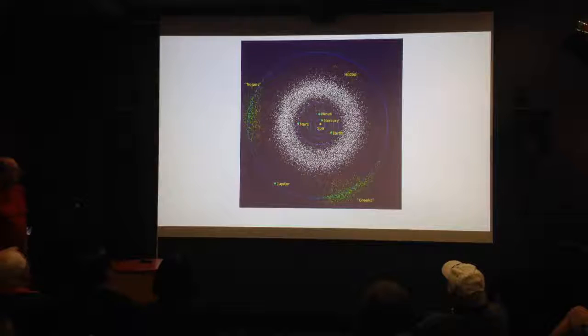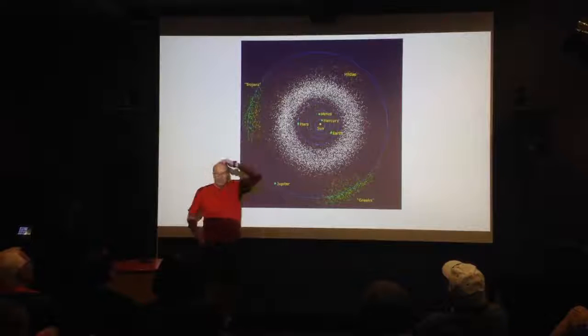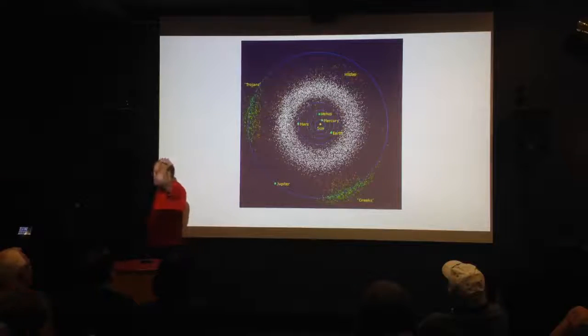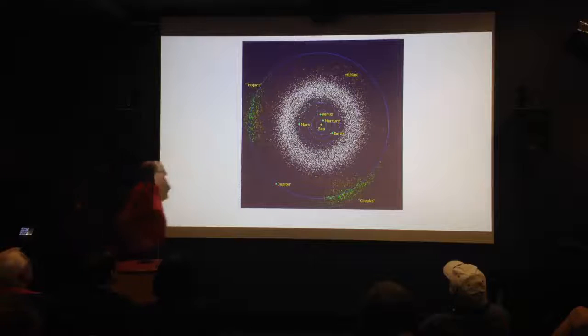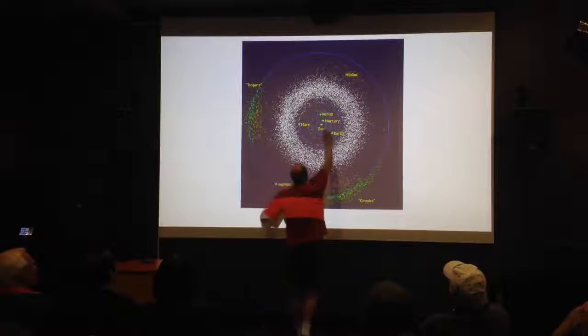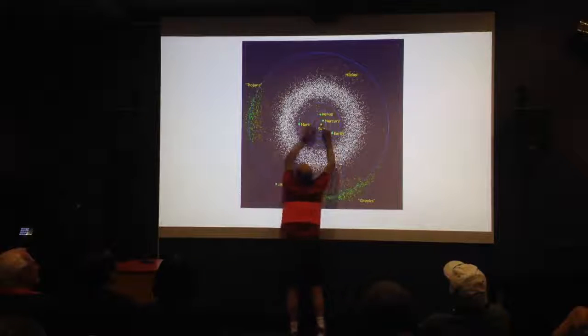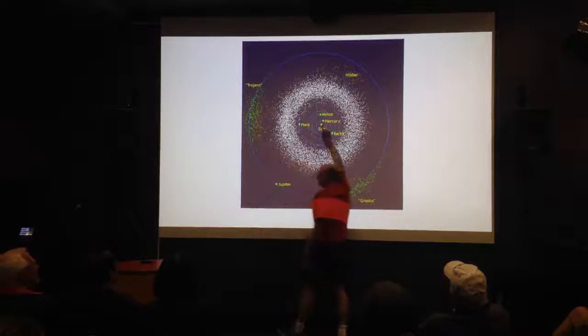What's special about the green dots there? So the Greeks down here, the Trojans. What's special about them? Anybody know? The L4 and L5 points. Which are what? Lagrangian points, yes, where the gravity of the Jupiter and the Sun are pretty much equal. Okay. And what is the angle? If you think of this line here and this line over there to the centre, what's the angle between them?